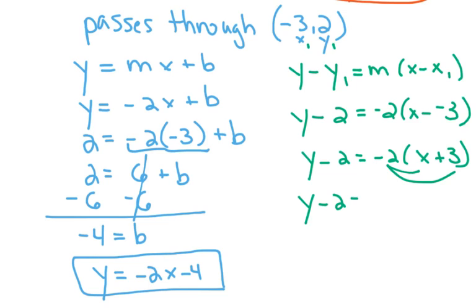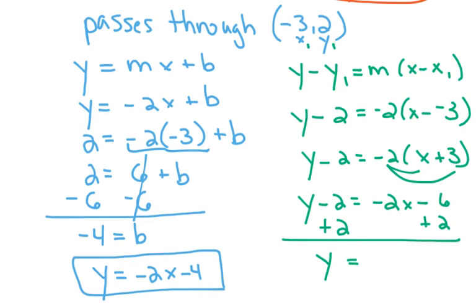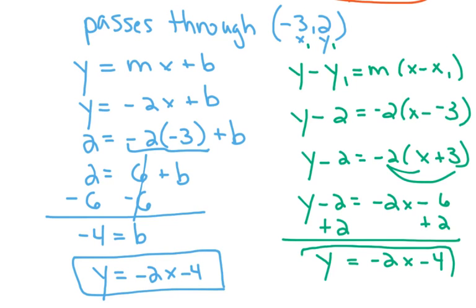So y minus 2 is equal to -2x minus 6. And then you would add 2. And you would still find out that y is equal to -2x minus 4. I want you to notice that both of these methods basically took the same amount of work.